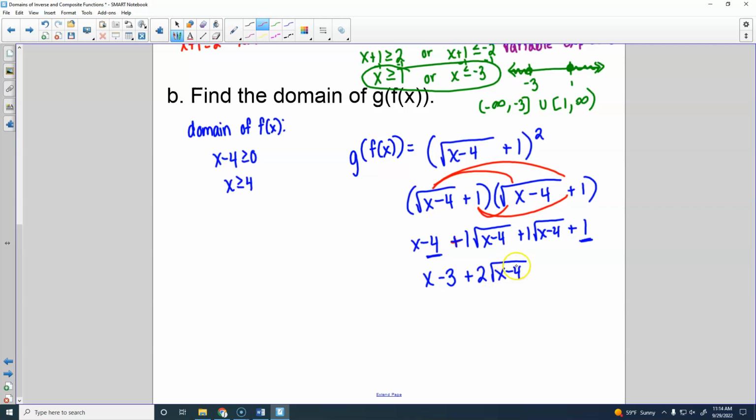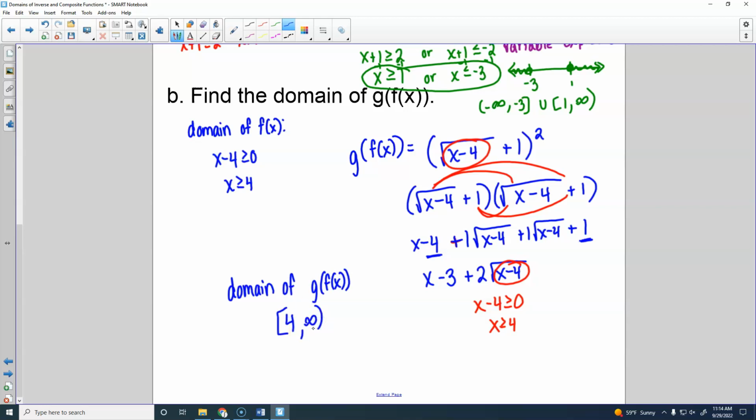So our issue is still that you have this value underneath that square root, right? That's our issue with this problem. It would still be x minus 4 needs to be greater than or equal to 0, which would just give us x is greater than or equal to 4 again. So the domain of this is also the same as the domain of f of x for this one. So our domain of g of f of x would be 4 to infinity.